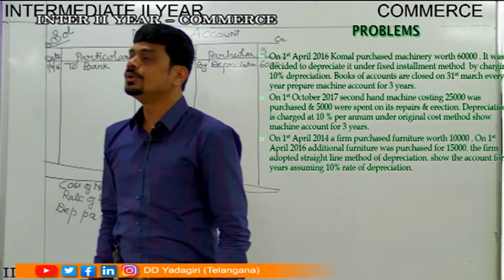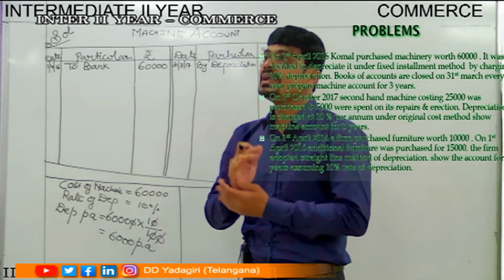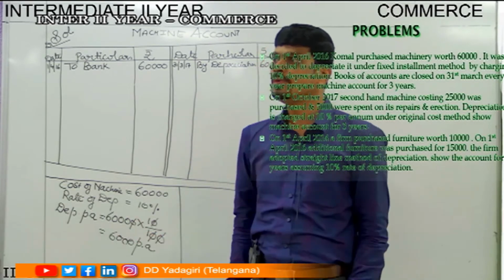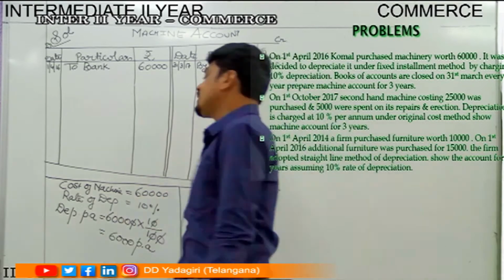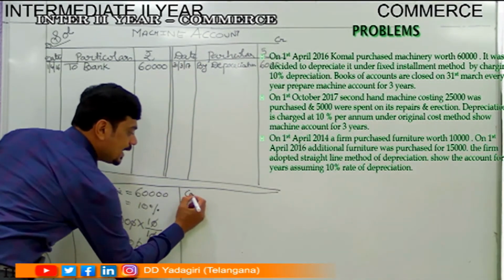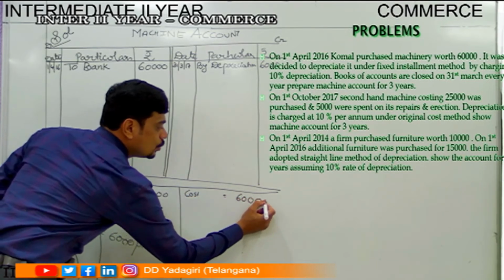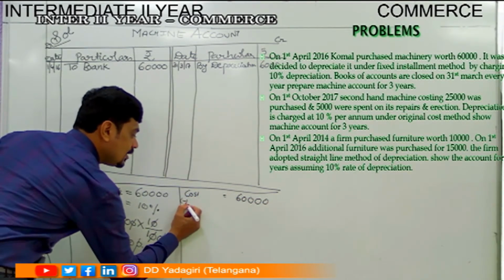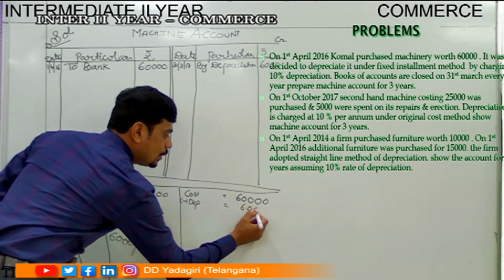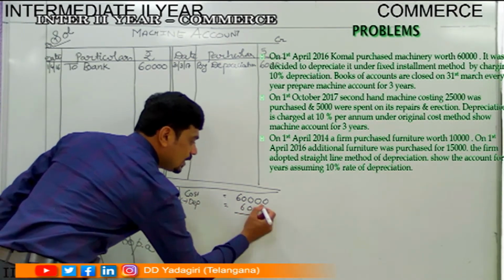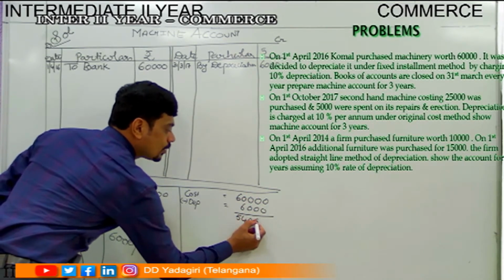Generally what you all do is take one rough paper, do the working here and there, and get confused. No confusion from now onwards. Your working can be here. What will we write now? We'll write cost. Cost is 60,000. From that we'll minus depreciation. How much depreciation are we going to charge? 6,000. 60 minus 6 gives you 54,000.